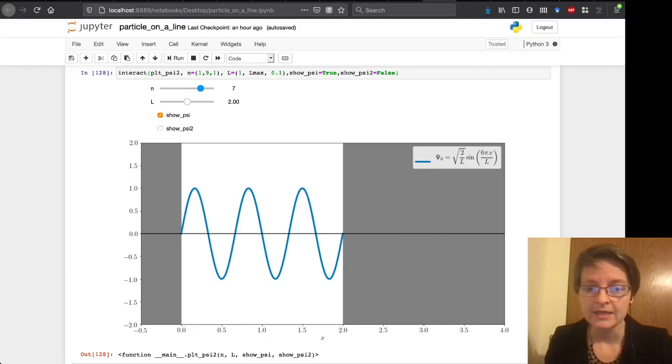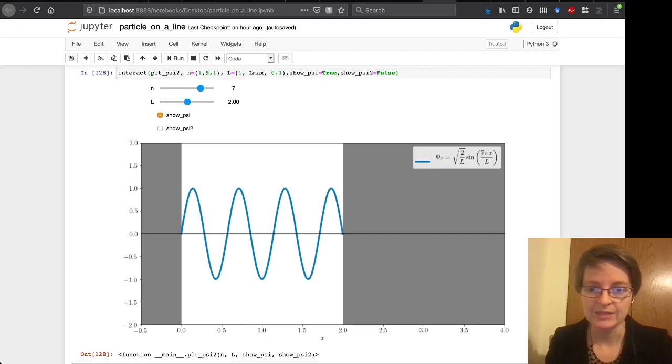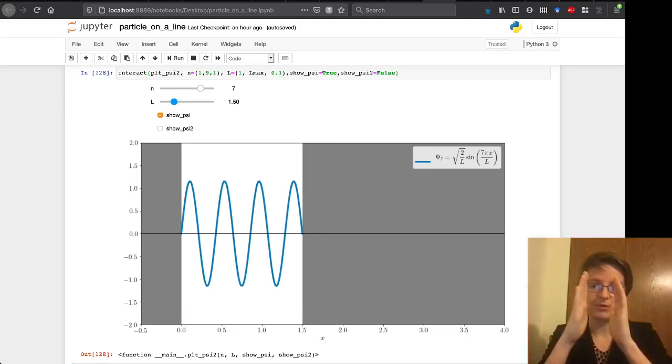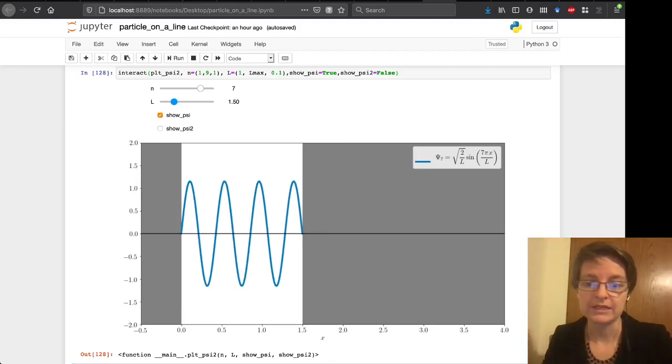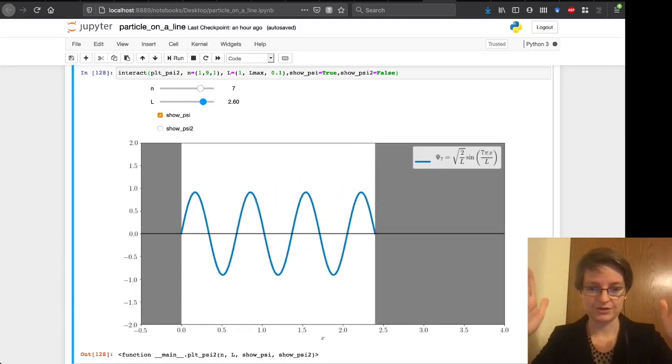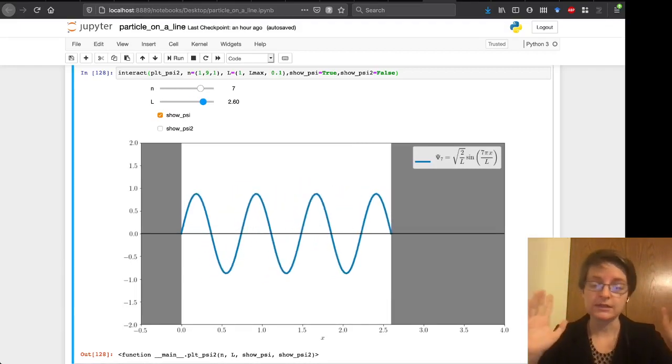Similarly, I want you to notice that as we change the size of the box, the wave function always either compresses or expands in order to make sure that, regardless of the length of the box, there's still the same number of waves present in a particular wave function for a particular value of n.